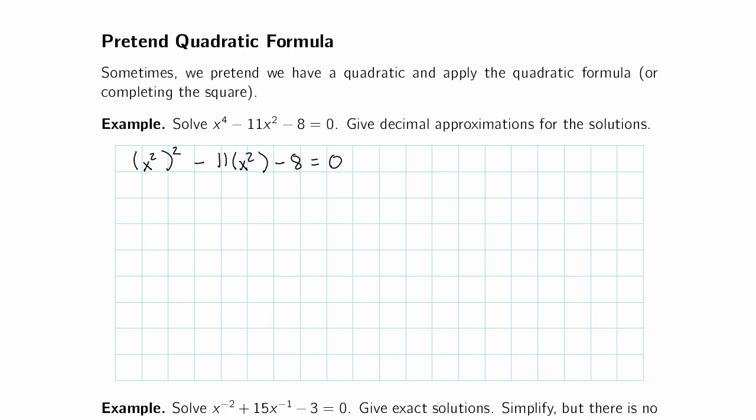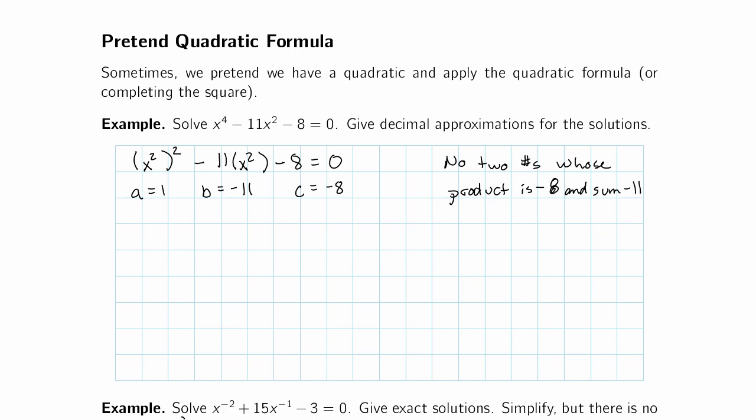It's quadratic, but we can't factor it, right? We can't come up with two numbers whose product is -8 and whose sum is -11. The biggest you could get would be -9. But we can now apply the quadratic formula. I'm going to choose the quadratic formula over completing the square here because my middle term is an odd number. But my a is 1, my b is -11, my c is -8.